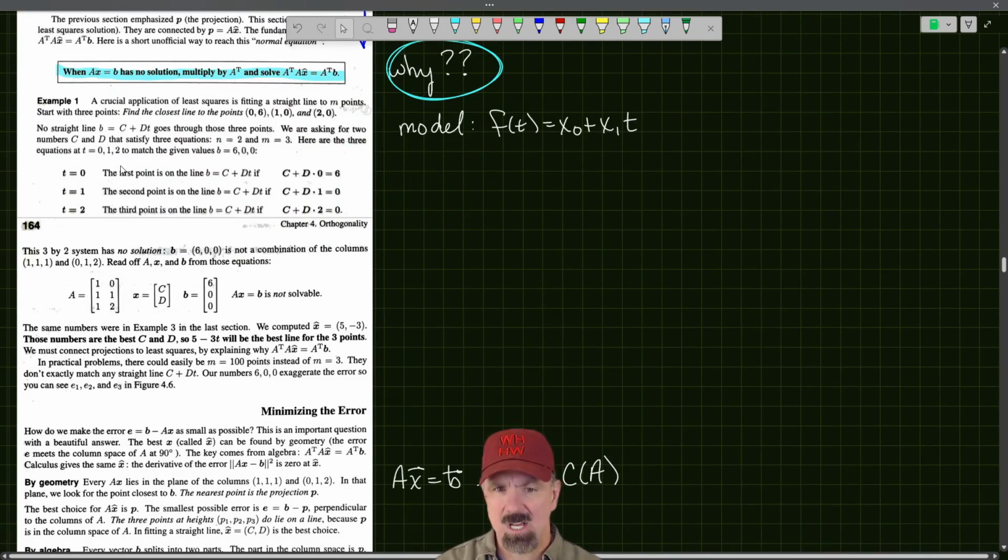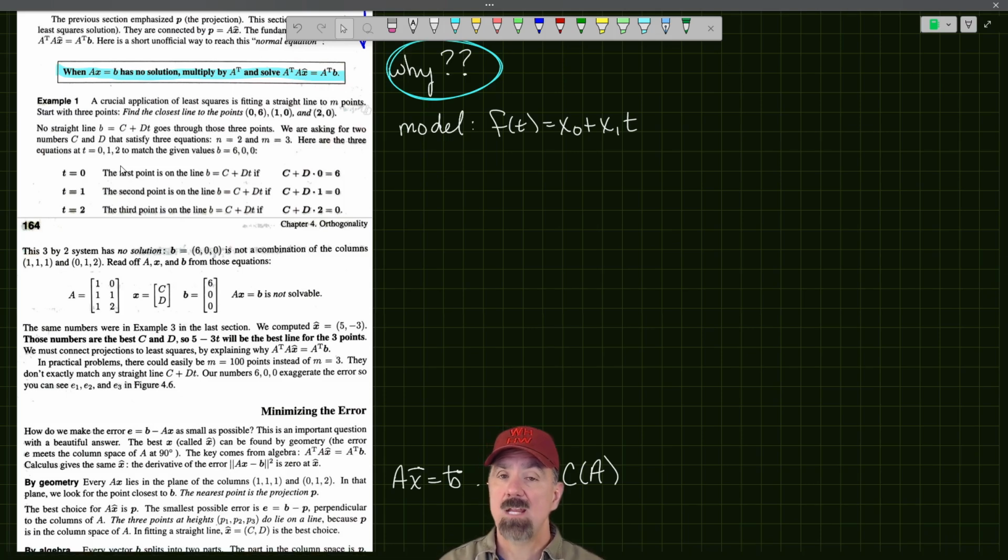And he gives us 3 points that do not fall along the same line. And he wants us to approximate this with a line. So you think about linear modeling or regression, those types of things. That's exactly the ideas of what he's talking about here.